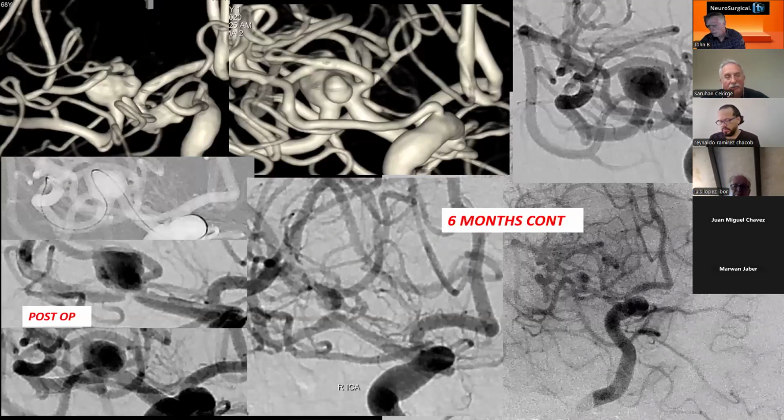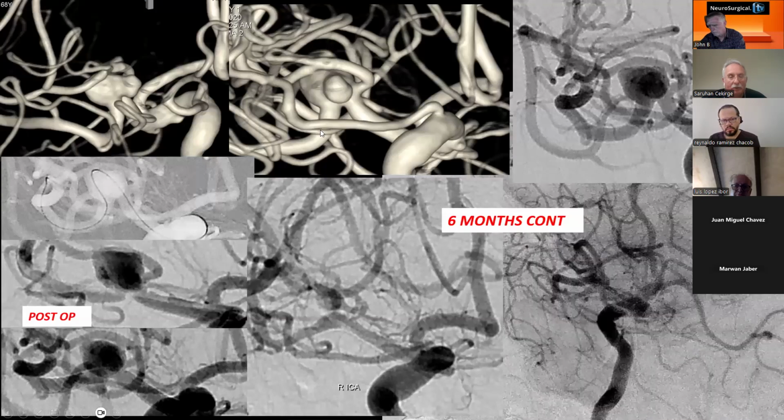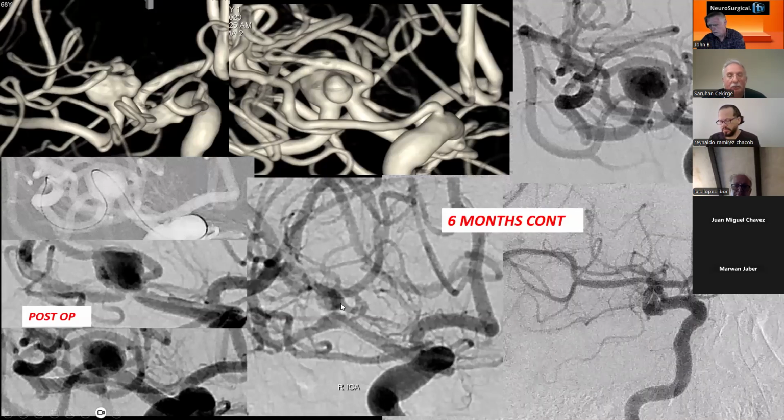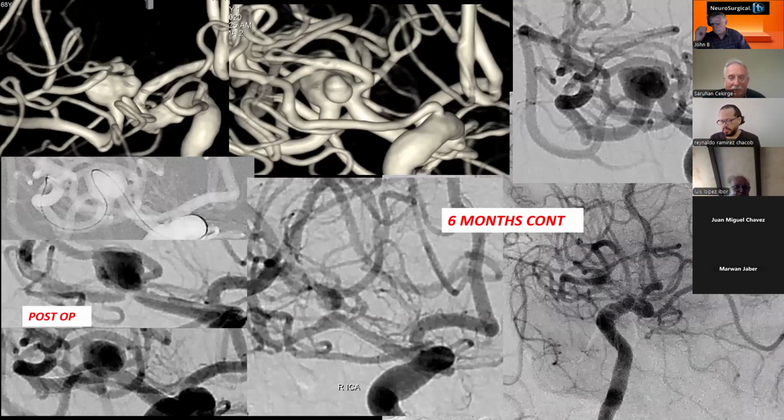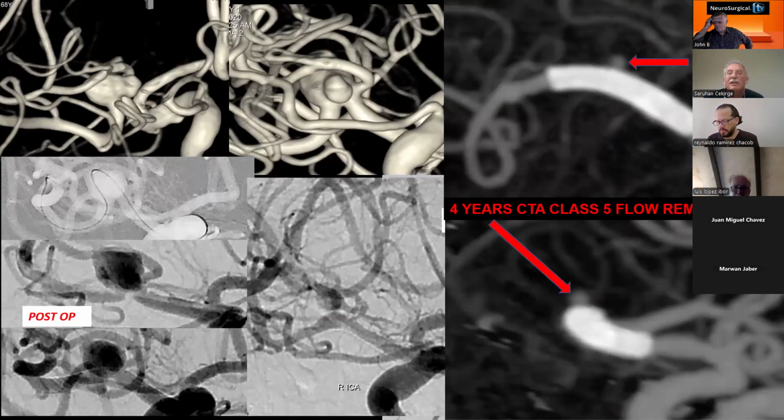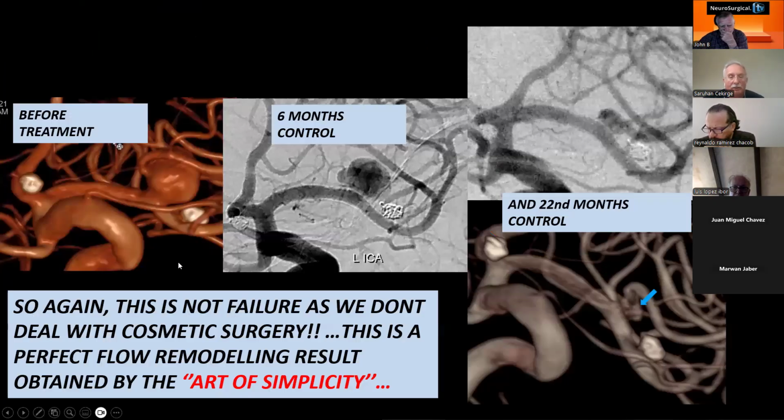Another one, the pipeline was placed to the inferior trunk, 6 months later. So don't call this a failure immediately and write a paper. This is 4 years later, class 5 stable flow remodeling. Are we treating the picture or are we treating the patient? Before treatment, 6 months follow-up. Sometimes the time that we used to see, 6 months, is not enough for remodeling. Okay? We're not dealing with cosmetic surgery. Just wait. Just lower down the antiaggregation or stop the antiaggregation and use the aspirin. And this is the art of simplicity, the 22nd month control, which is beautiful.